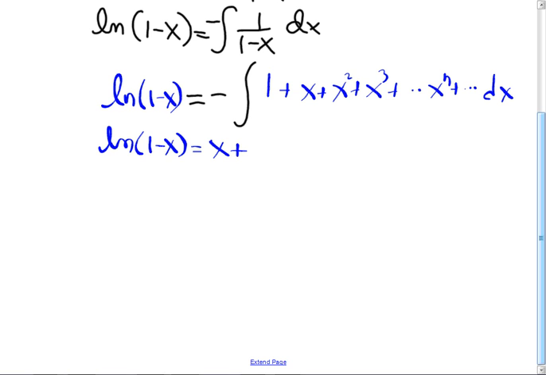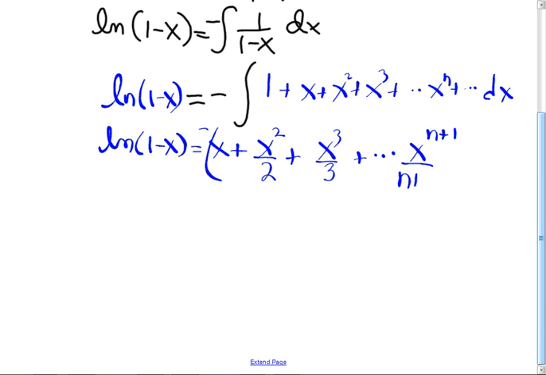Plus x. What's the antiderivative of x? x squared over 2. Plus, oh, I have a negative out in front. Okay, plus x cubed over 3. What's the antiderivative of x to the n? x to the n plus 1 over n plus 1. It's not that hard if you just think for a moment. Memorizing, yeah, it's hard. And then what do I have to put at the end of this?